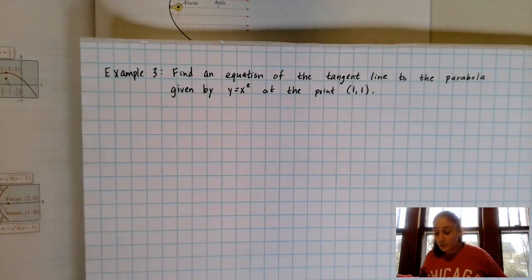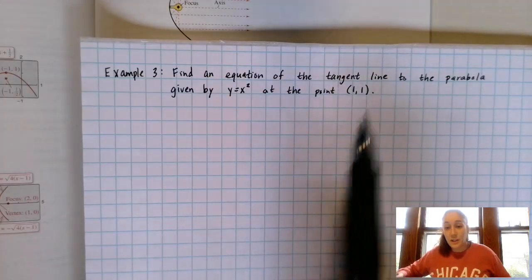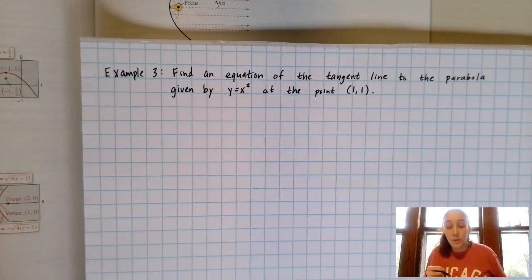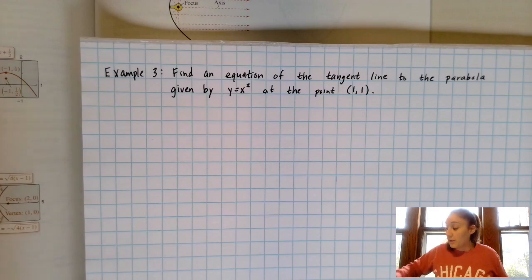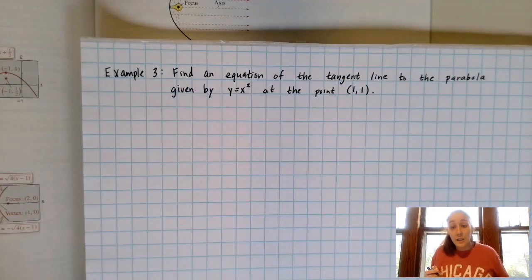Alright, so in this example, what we're going to do is find an equation of the tangent line to the parabola whose equation is y equals x squared at the point (1, 1). So first of all, this word right here, tangent. A tangent line is a line that touches the parabola at one point.